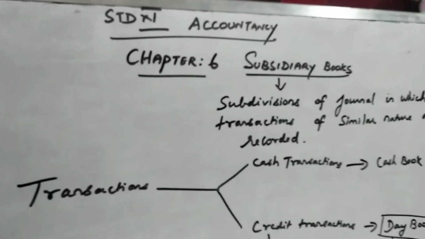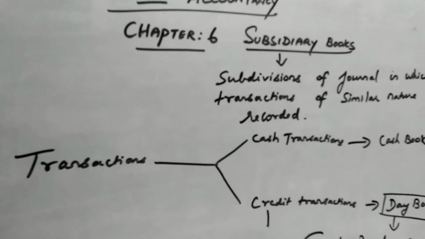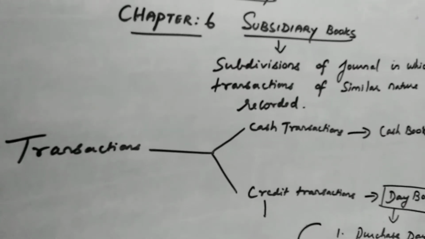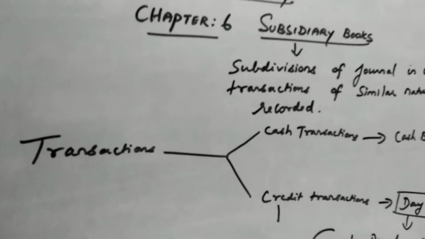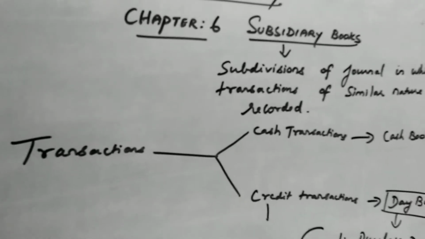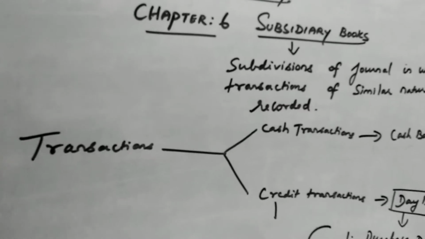Welcome back, students. So today we are going to see a new chapter, Chapter 6, Subsidiary Books. So normally we know about the accounting cycle. We will be starting with recording of transactions into the books. Journal. We will make entry in the journal, right?